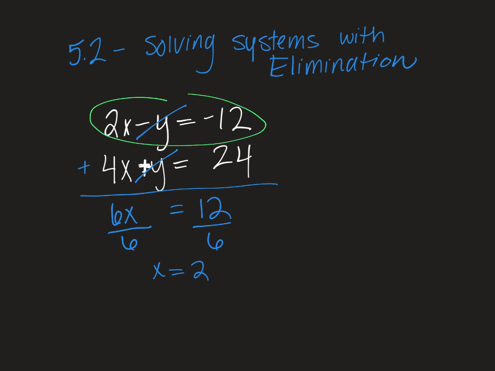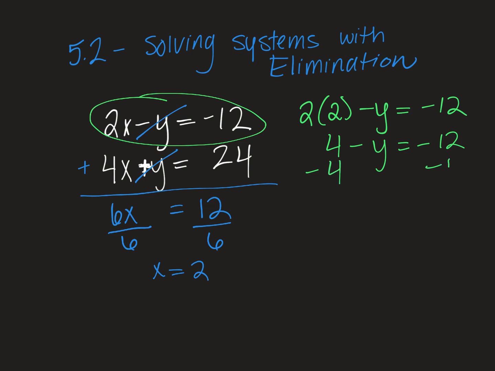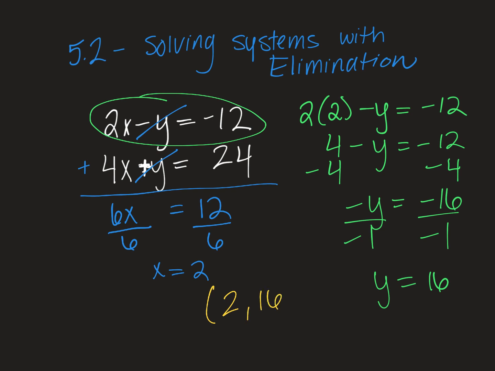So I'm plugging it in here. So 2 times 2, because that's my x, minus y equals negative 12. So 2 times 2 is 4 minus y. So subtract the 4. Negative y equals negative 16. Divide by that negative 1. So y is 16. So your answer is 2 and 16.